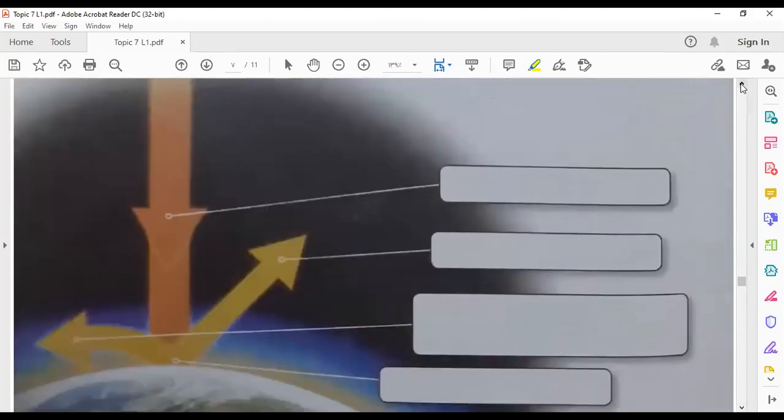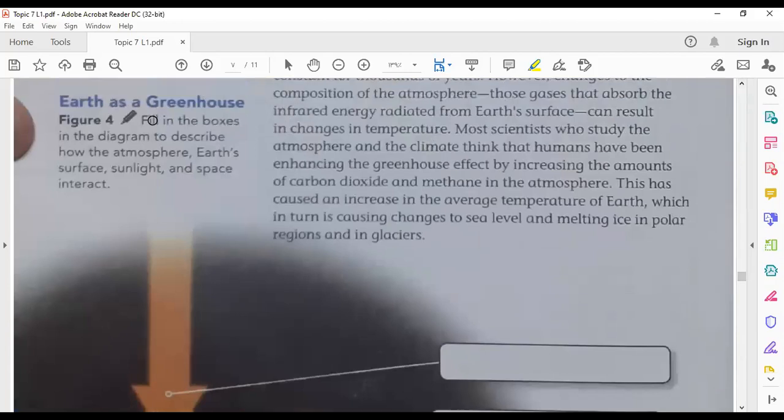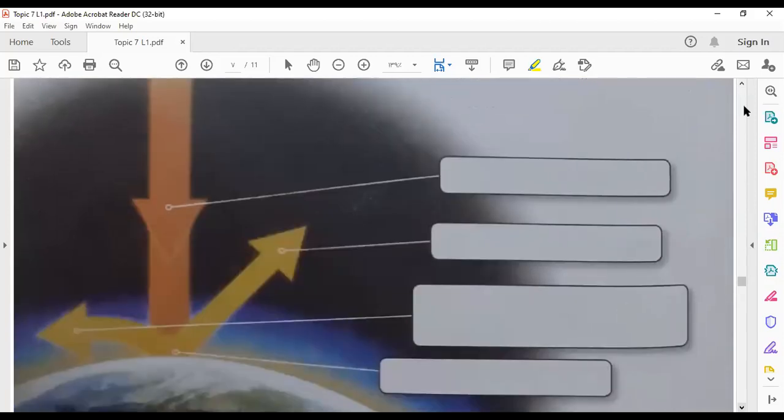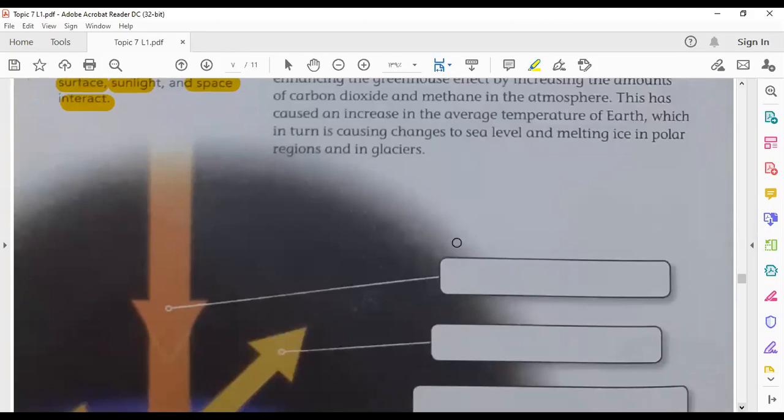We want to solve this figure together to understand the greenhouse effect. Fill in the boxes in the diagram to describe how the atmosphere, Earth's surface, sunlight, and space interact. Again, fill in these boxes to describe how the atmosphere, Earth's surface, sunlight, and space interact. Fine. Look here. Look at this arrow.